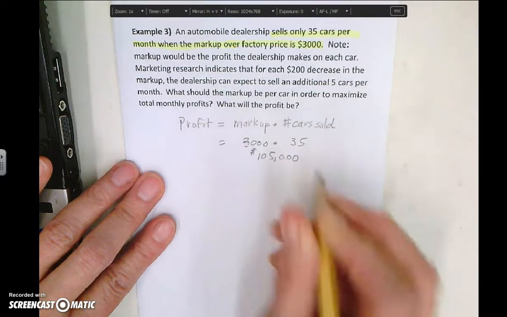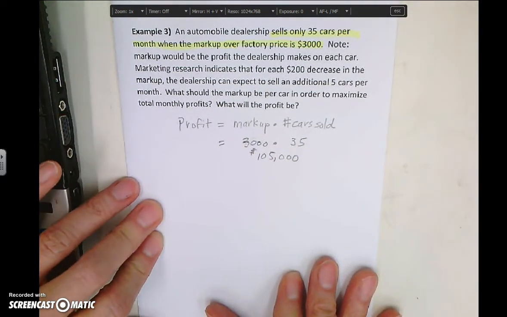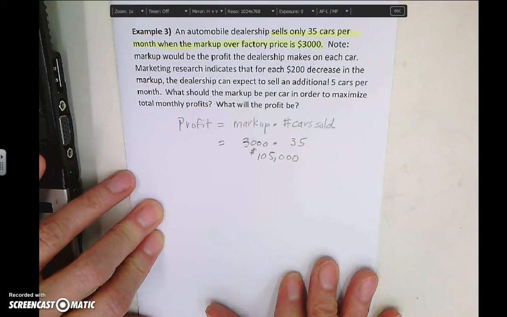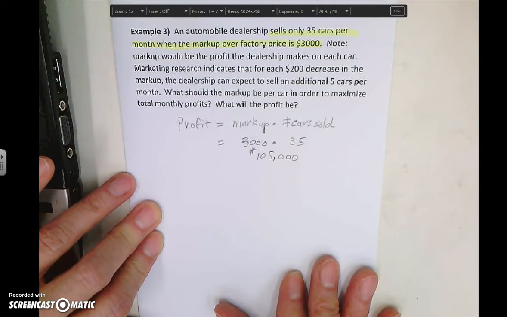$105,000. So the question the dealership has is, if I decrease the price of the car, can I sell more cars? And even if I sell more cars, will I make as much money? So we're going to write an equation to determine if there is going to be a maximum amount of money that the dealership can make, and how much do they need to charge for each car in order to do that.